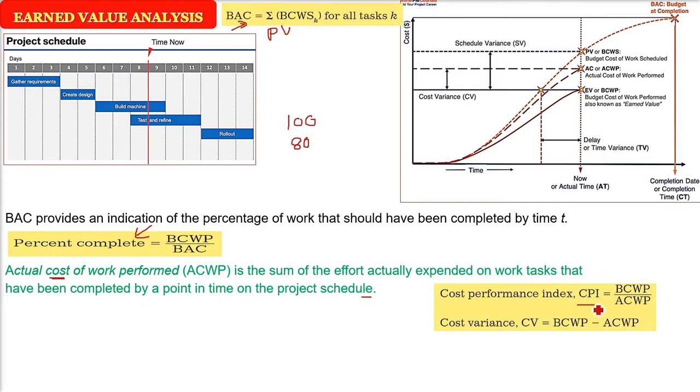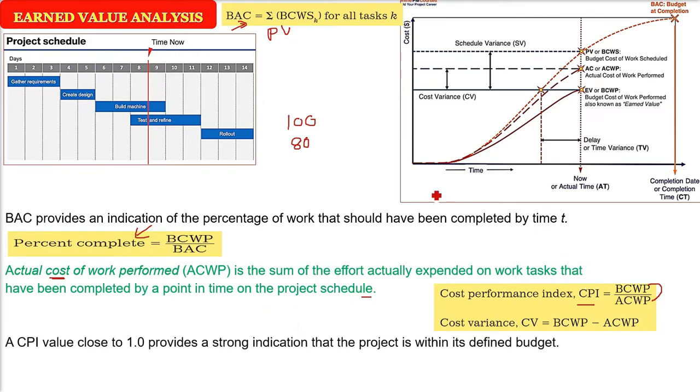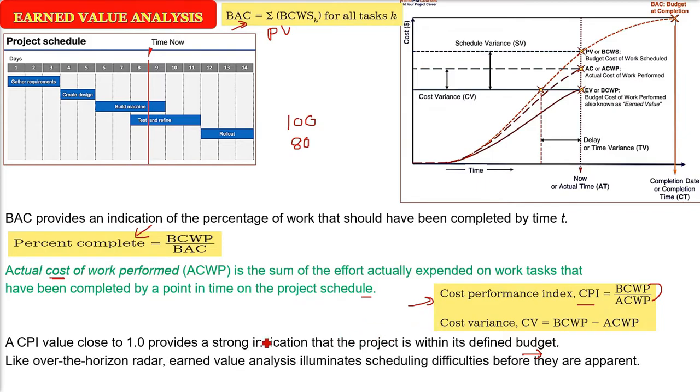So the cost performance index CPI can be computed by BCWP by ACWP, and cost variance can be computed by BCWP minus ACWP. Again, same thing, I will take an example. A CPI value close to 1 shows the project is perfectly fine with respect to budget amount. Previously it was schedule, now it is talking about budget. So like the radar, it knows what is coming. So this EVA eliminates the scheduling difficulties before they are apparent. This will enable us to take corrective action before any kind of crisis comes or criticality develops. This is the earned value analysis.